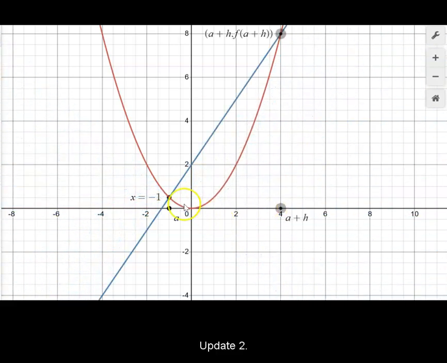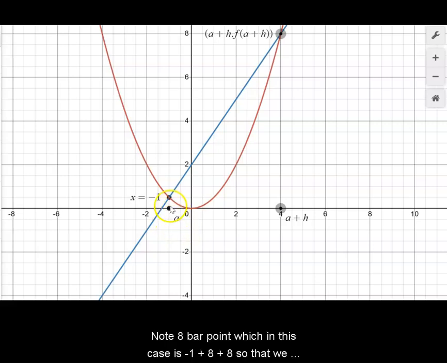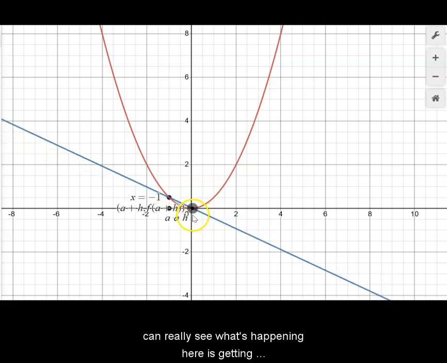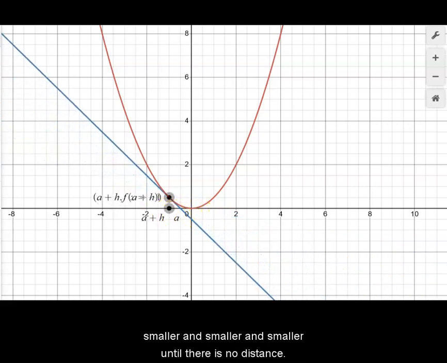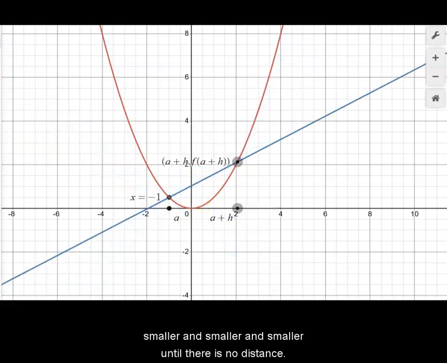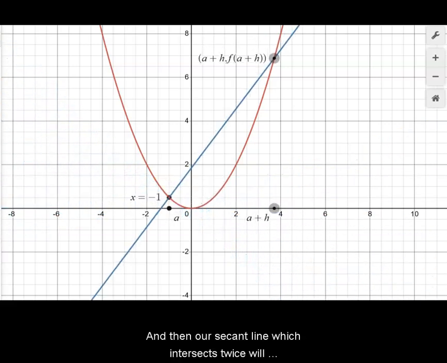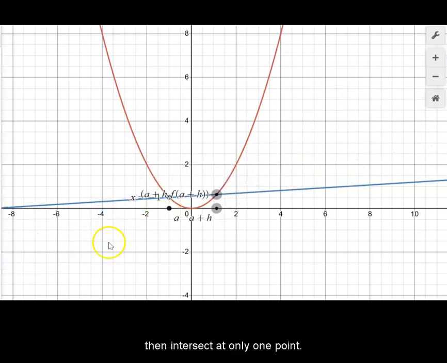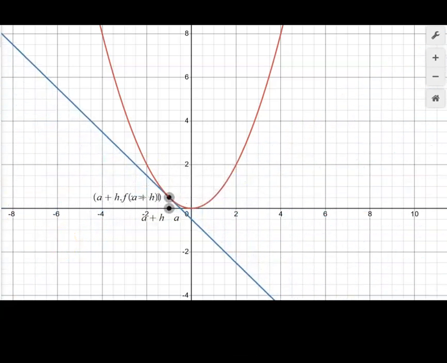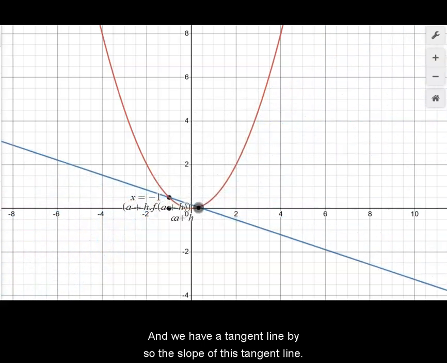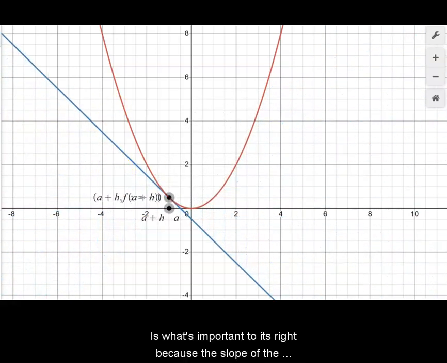But a quick update to notate our point A, which in this case is -1, and our a plus h, so that we can really see what's happening here. So we see that the a plus h is moving to a. So the distance between them is getting smaller and smaller until there is no distance. And then our secant line, which intersects twice, will then intersect at only one point, and we have a tangent line. So the slope of this tangent line is what's important to us.